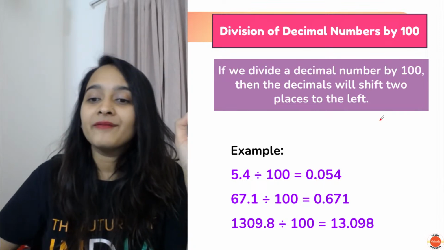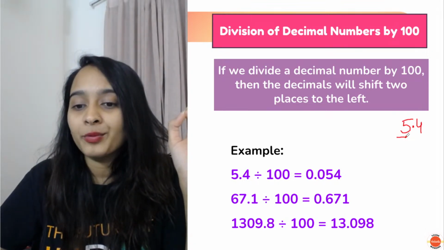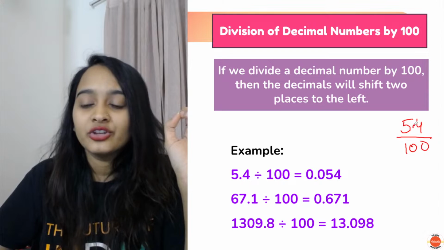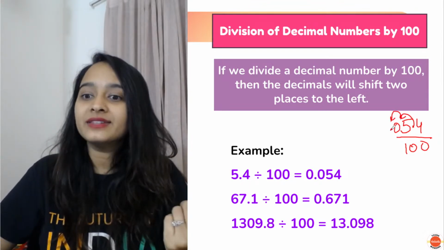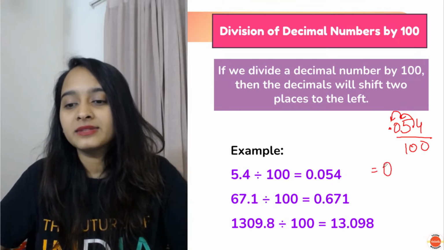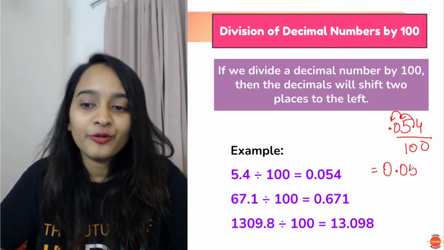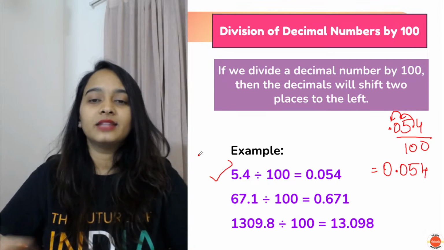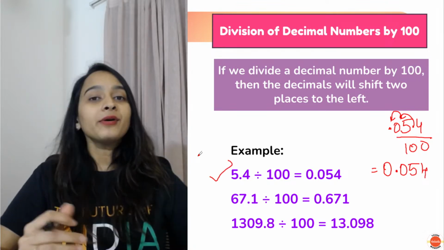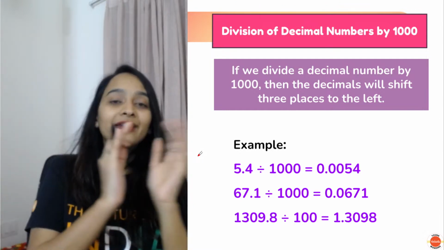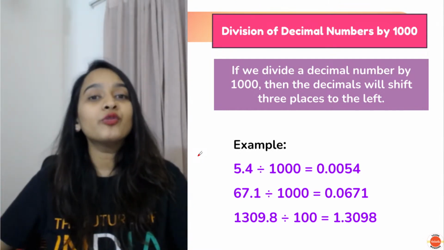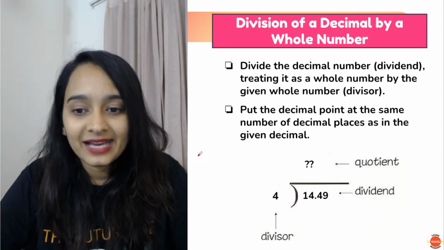Now here you have 5.4 by 100. So you move 1 and 2 digits. Since you do not have the second one, you put a 0. So it will become 0.054. There you go. Okay? So remember, when you're dividing, you move the decimal points towards the left side. And when you're multiplying, you move it towards the right side.